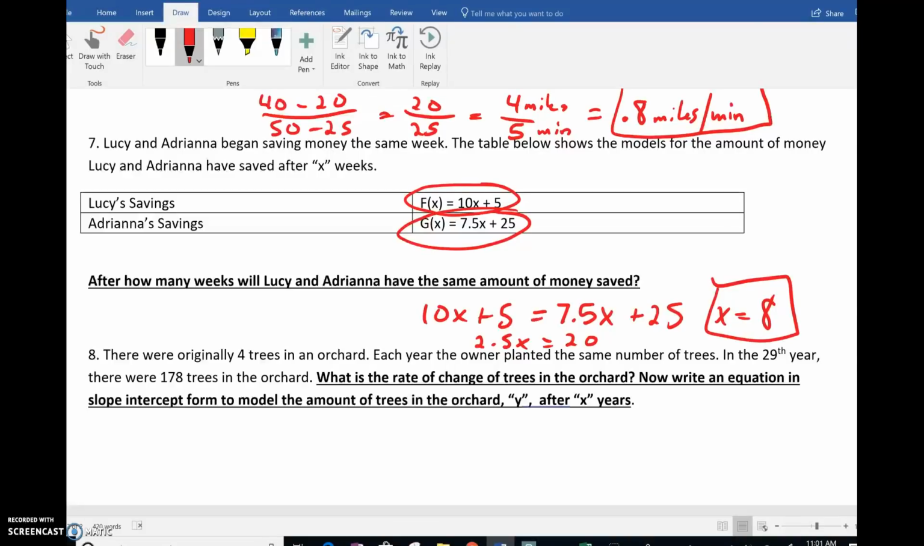Then my question is, if you plan on working for 3 months, whose savings would you rather have after 3 months? Hoping you said Lucy, because after 2 months, they're equal, and Lucy's definitely going to pass her up because she has a slope of 10.